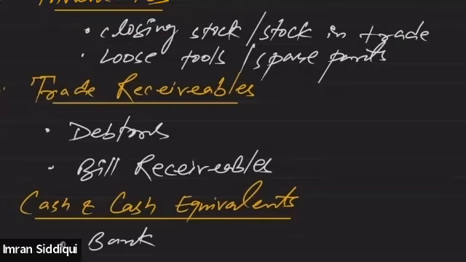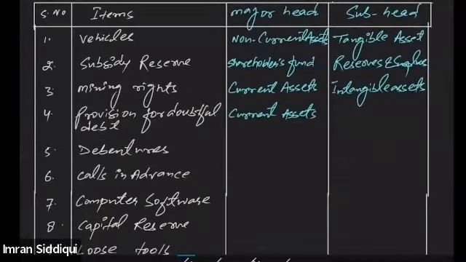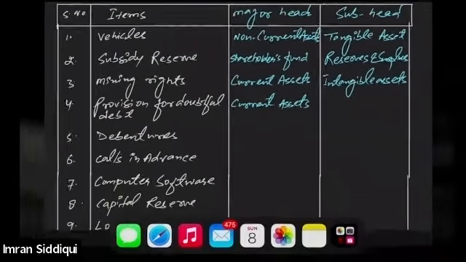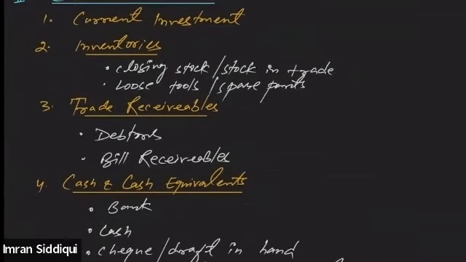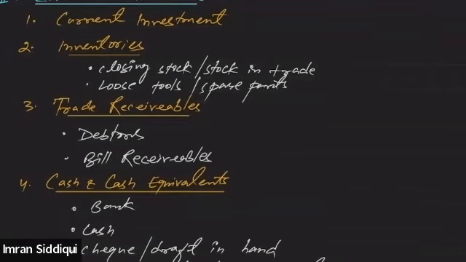Is that clear? Rima, Abhin, and Maria. Provision for doubtful debt, because it is created on debtors, is a current asset that falls under the category of the trade receivable. I hope this is clear. Halima, Abhin. The provision for doubtful debt will fall under the current asset. Major head is current asset and subhead is trade receivables.